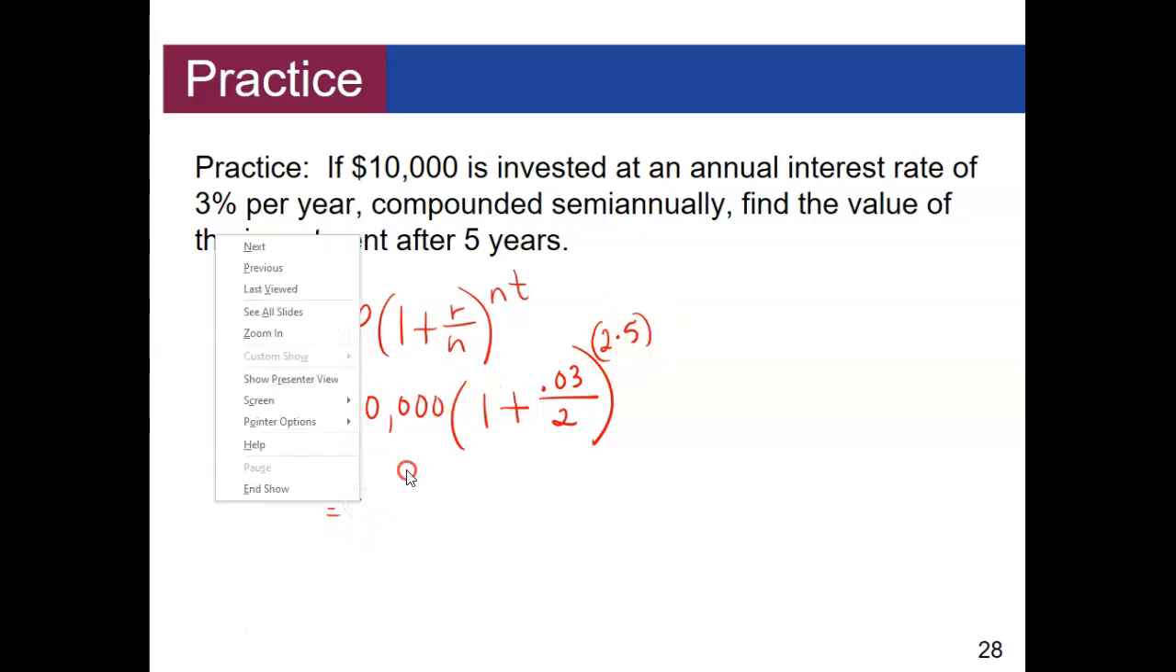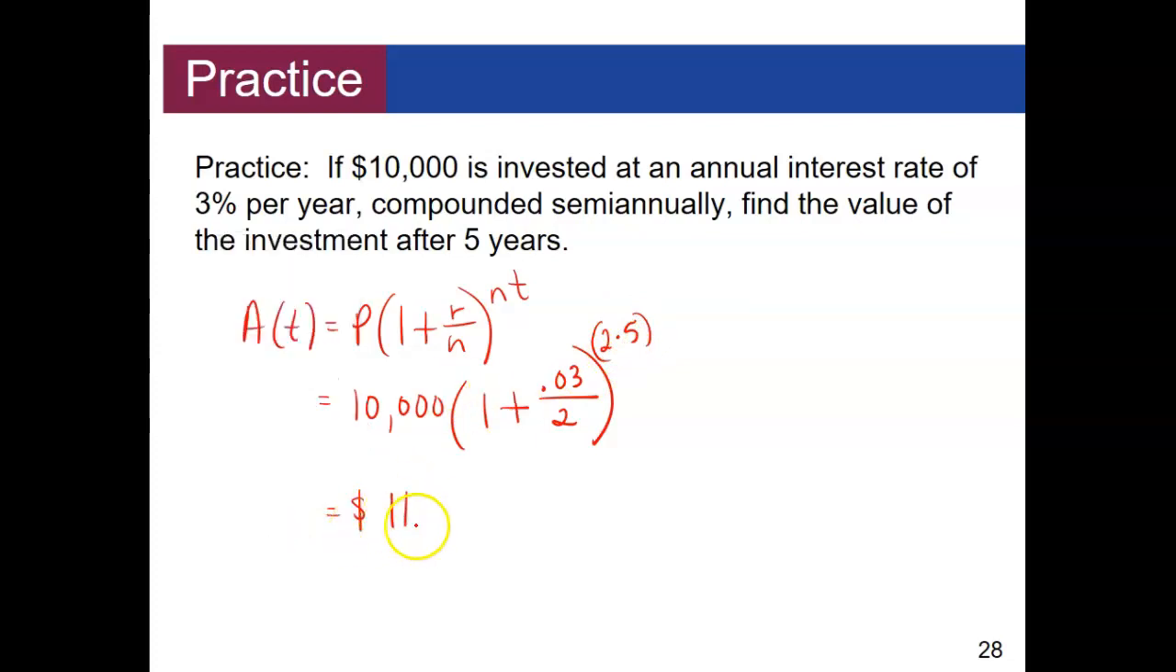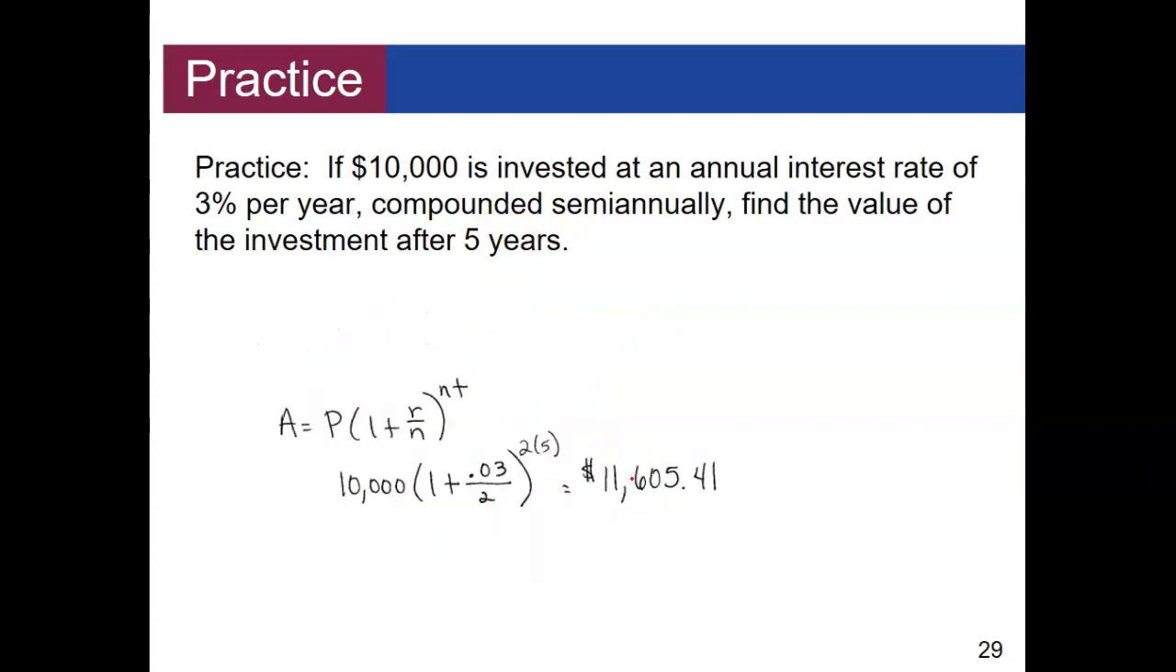So if I put this in my calculator, I'm going to get $11,605.41. So if they put the interest in twice a year and let that interest earn interest, then I'm going to get $11,605.41 after 5 years.